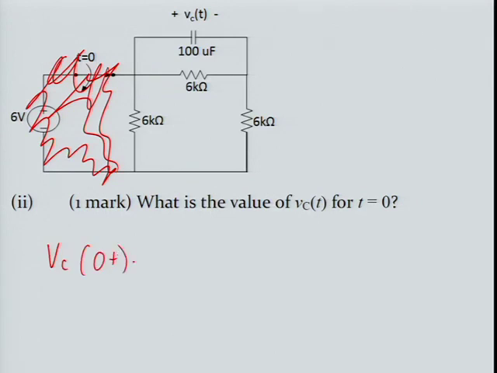VC(0 plus) is VC(0 minus). It's 3 volts. We just worked it out. That only takes 1 second to get that one mark. So VC0 is 3 volts. It's continuous. 0 plus is 0 minus is 3 volts. So I've got my new circuit.